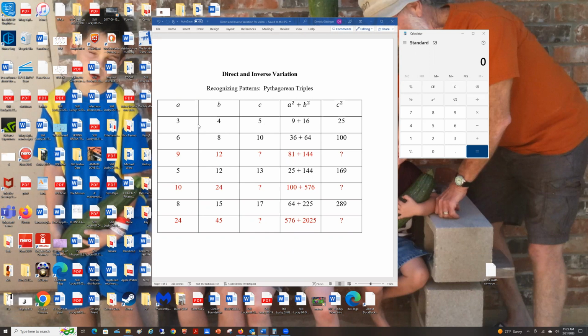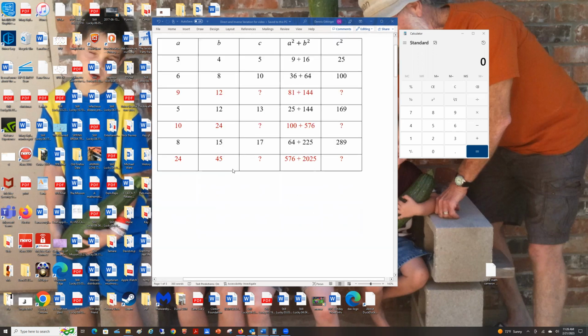Now, if you double 3, 4, and 5 and get 6, 8, 10, you will get another Pythagorean triple, because 6 squared is 36, 8 squared is 64. You add them together, you get 100, and that's 10 squared. And that is very cool. And it works for lots of, there's an infinite number, literally, of Pythagorean triples.